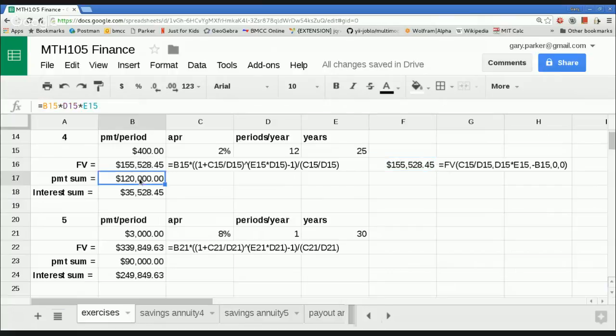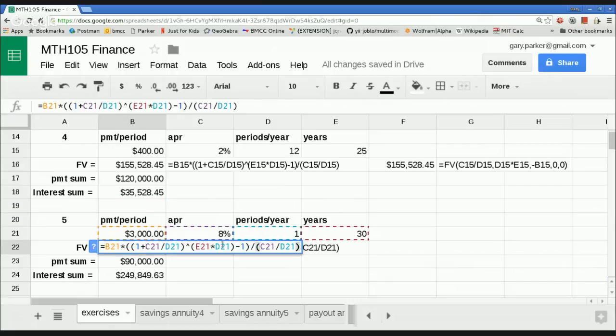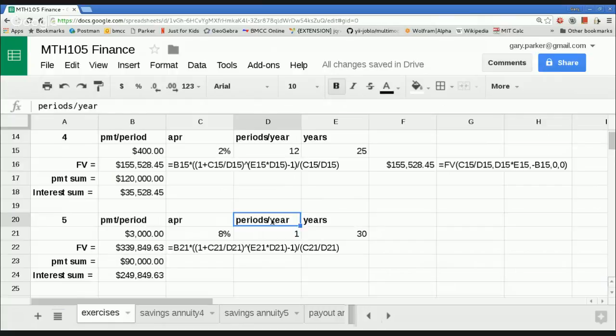Some of the payments here are pretty straightforward. I just take my payment times the number of times per year and the number of years, and a quick subtraction here will tell me how much interest I'm going to earn in addition to my payments. Same idea here in number 5. I'm just applying that to a payment of $3,000 paid each year for 30 years. So just a different compounding period. You get interest once a year and the payment comes once a year.